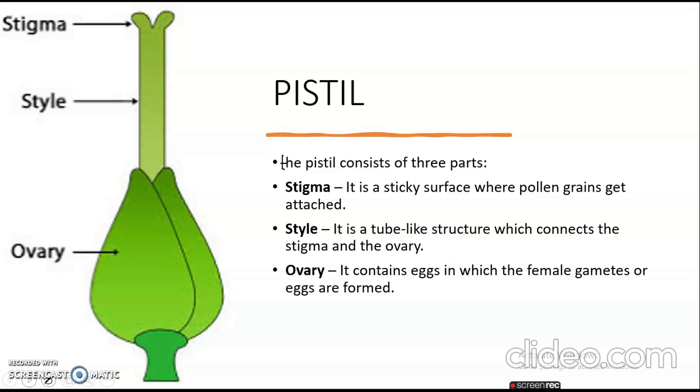What is the ovary? It contains eggs, in which female gametes or eggs are formed. So in the male reproductive part, the anther contains pollen grains which produce male gametes, and here the ovary contains eggs in which the female gametes are formed. This is the difference in where the male and female gametes are formed.